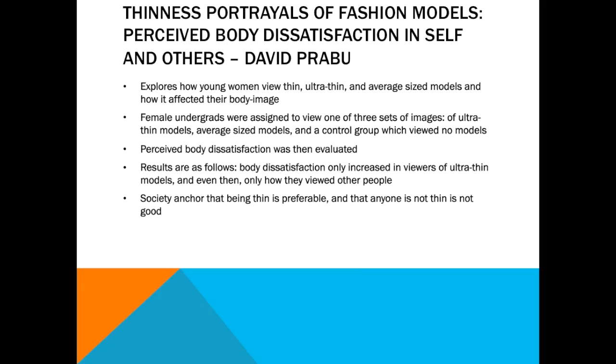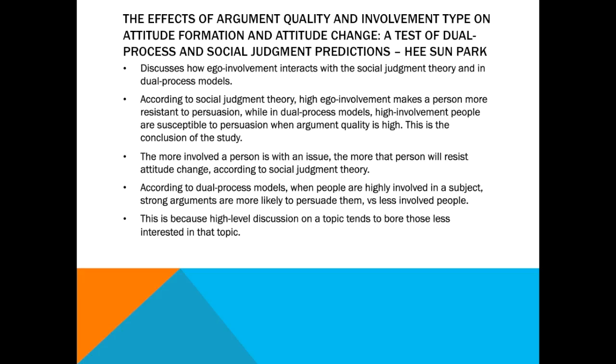Body dissatisfaction was only increased in viewers of ultra-thin models, and even then, only in how they viewed other people. So, long story short, the people who viewed the ultra-thin models and then looked at other people looked at other people in a less favorable light. But the people who viewed the average-sized models and didn't view any models at all, their opinion didn't change at all. So, this suggests that society has an anchor of thin being preferable, and anyone who is not thin is not good.